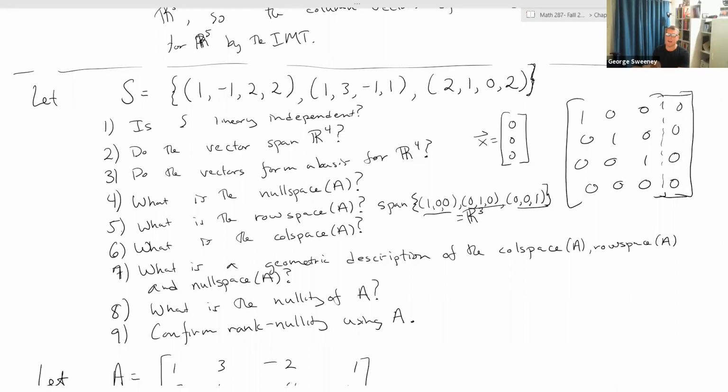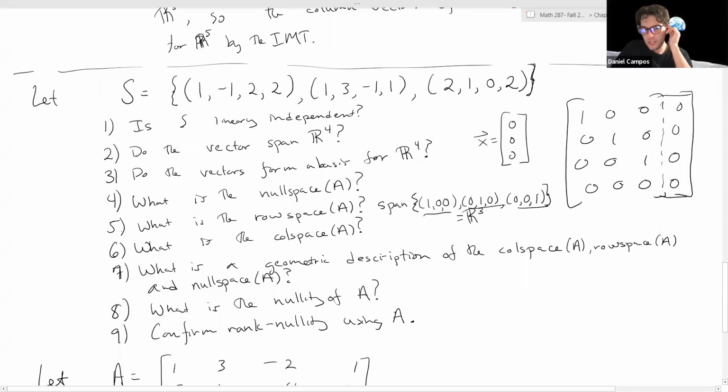What about the column space of A? What is the column space of A? By the way, does that make sense? 3 linearly independent vectors in R3, that's R3. Yeah, I had a question about that, so thanks for clarifying. Okay, cool.